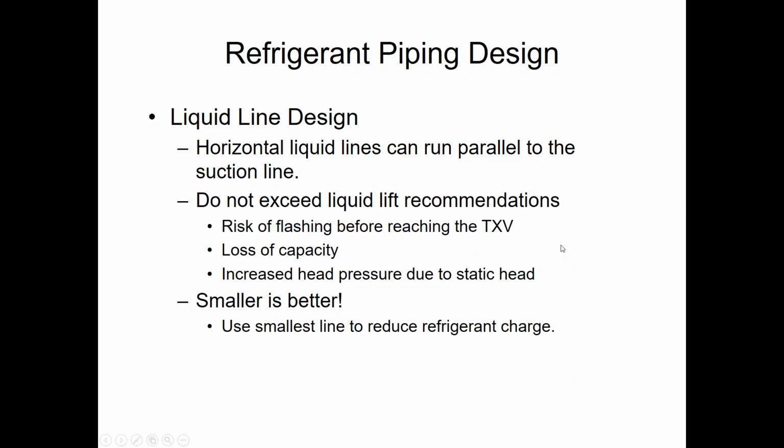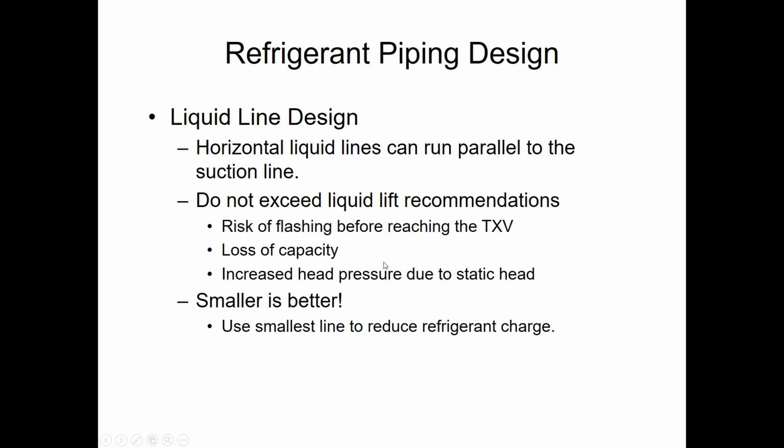What liquid lift is, when we talk about pipe design, it's literally just what it says. It's lifting the liquid refrigerant uphill. So if our condensing unit or condenser is below, that's different than if it's above. If we have a condensing unit below and we're trying to push liquid uphill to the evaporator section, well, that column of liquid that's going up vertically has a specific weight to it. So now not only do you have the friction loss of the pipe working against you, you also got the weight of the refrigerant in that vertical column of liquid.